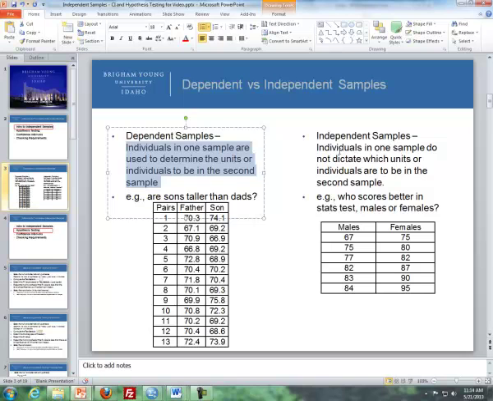Okay? But for independent samples, individuals in one sample do not dictate which units or individuals are to be in the second sample. So say, for instance, in a stats class, if we wanted to compare end of semester exam scores, who does better, males or females, and we took a random sample, so we randomly choose the males and randomly choose the females. The individuals in the female sample do not dictate which individuals are chosen in the male sample. Okay, and so this is what we'll be focusing in on, where we have independent samples, where the individuals in one sample do not dictate the individuals in the second sample.